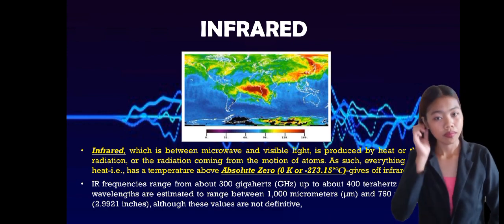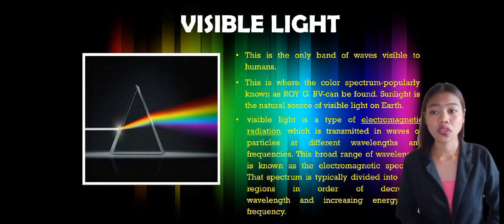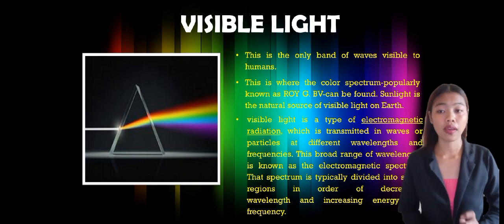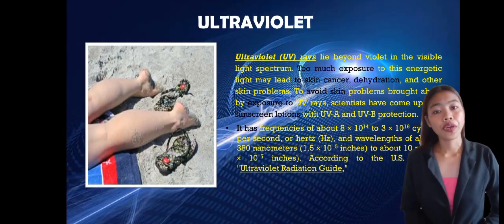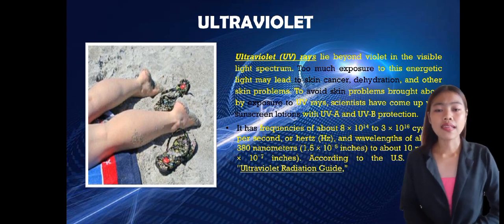although these values are not definitive. And for visible light, visible light falls in the range of the electromagnetic spectrum between infrared and ultraviolet. And for the fifth region, the ultraviolet. The sun's rays also transport ultraviolet rays that can be harmful to the skin. Ultraviolet rays lie beyond violet in the visible light spectrum.